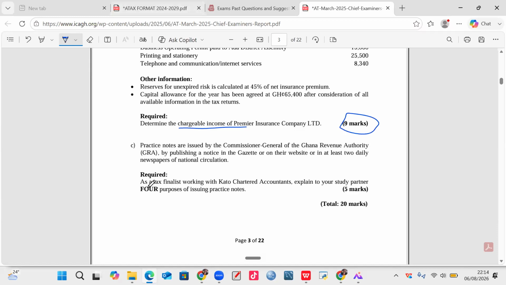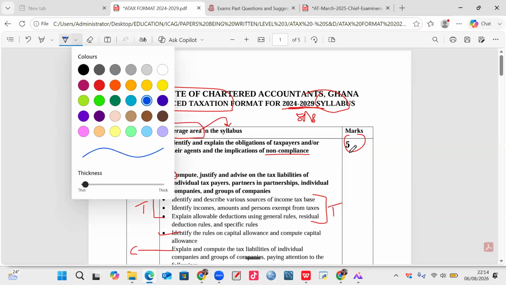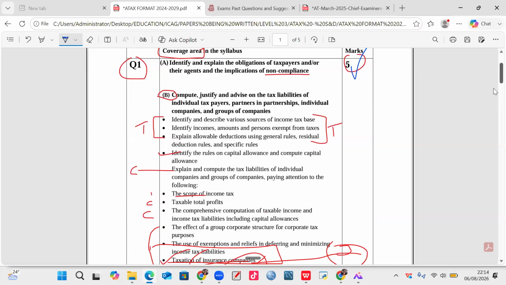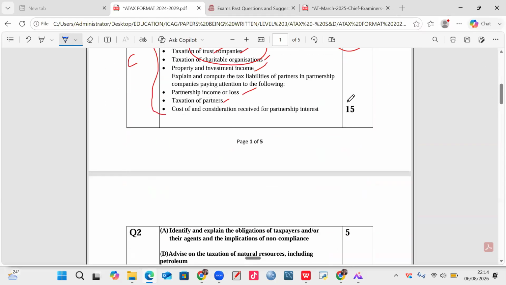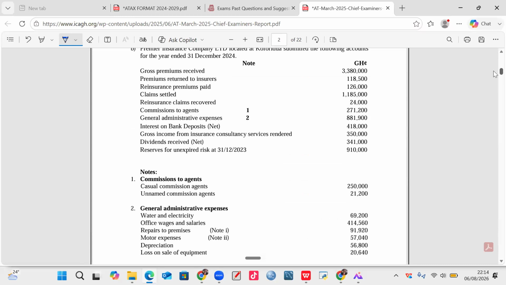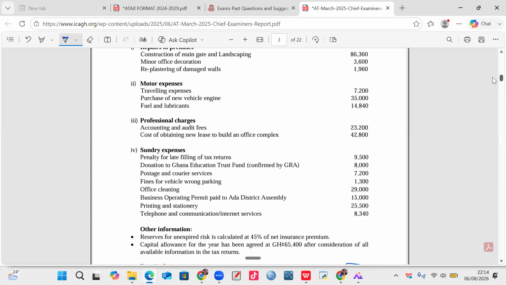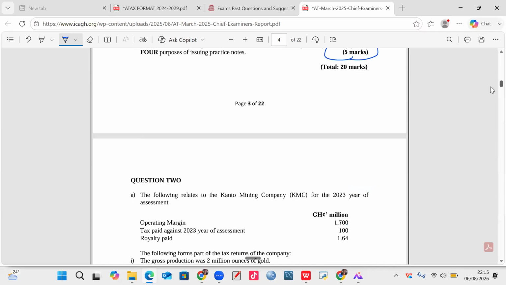So this is what they did. You see this side, as a tax analyst working with this, explain to the select partner 4 pairs of issuing practice notes. This 5 marks is this one. Is this 5 marks? And the 9 and 6 are here. They divided this section into 2. The 9 plus the 6 to make it the 15. That's what they did in this March 2025. So from November 2024 to date, all the formats follow this same ATAX format for the period. Okay.